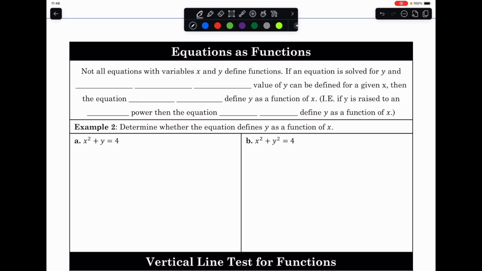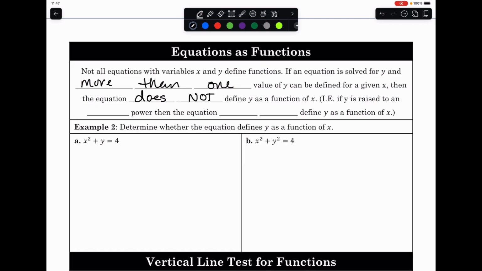Let's now talk about equations. Not all equations with variables of x and y define functions. If an equation is solved for the variable y, and more than one value of y can be defined for a given x, meaning that y is equal to a possibility of a positive and a negative value, then the equation does not define y as a function of x.